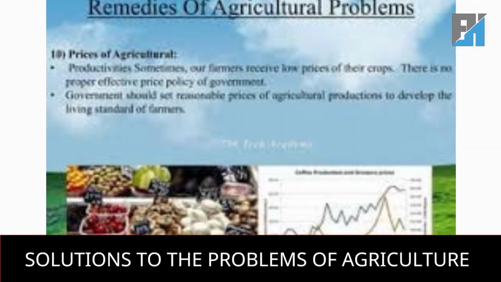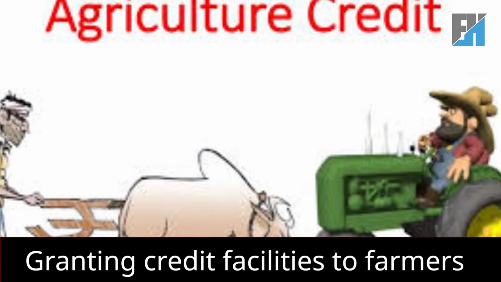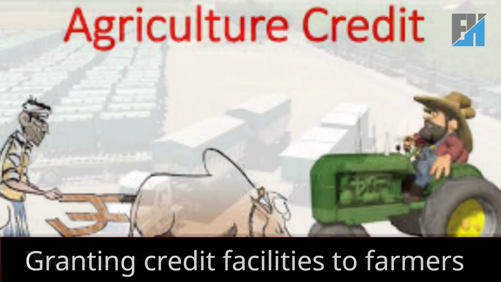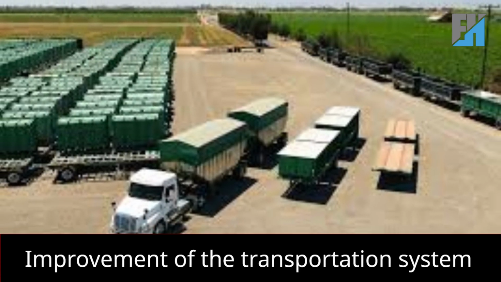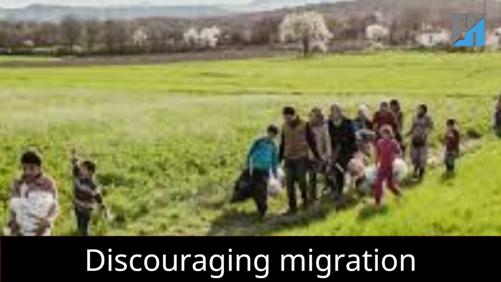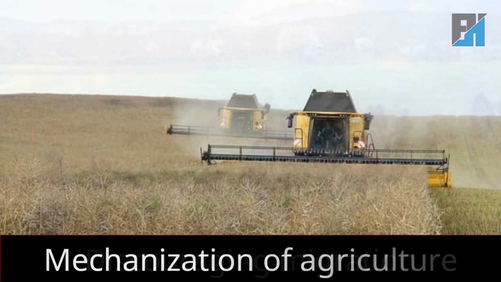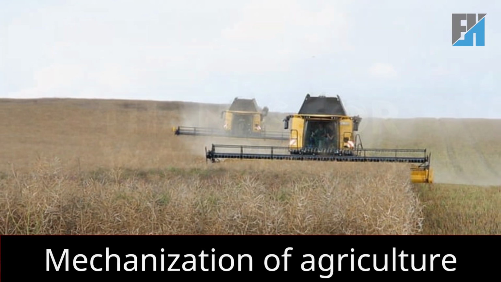Solutions to the problems of agriculture. Granting credit facilities to farmers. Improvement of the transportation system. Discouraging migration. Mechanization of agriculture.